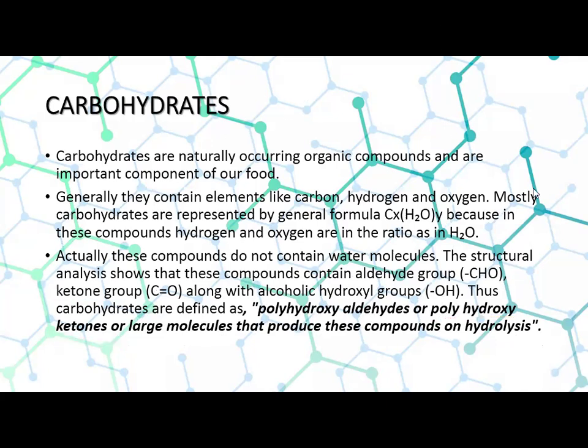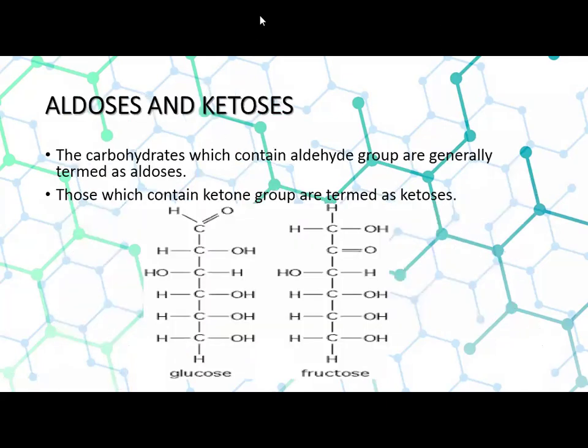Now moving to the next topic, aldoses and ketoses. Yes, class, we have two types of sugars. Carbohydrates are basically known as sugars. We have two types of sugars, aldoses and ketoses. What are aldoses? The carbohydrates which contain an aldehyde group are termed aldoses.